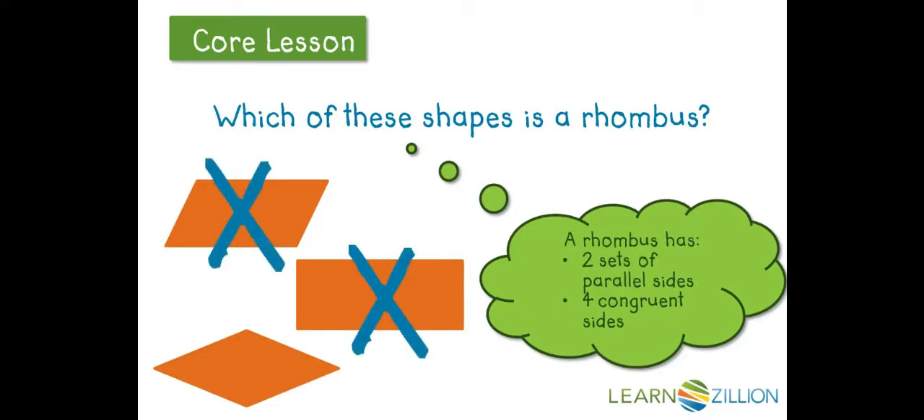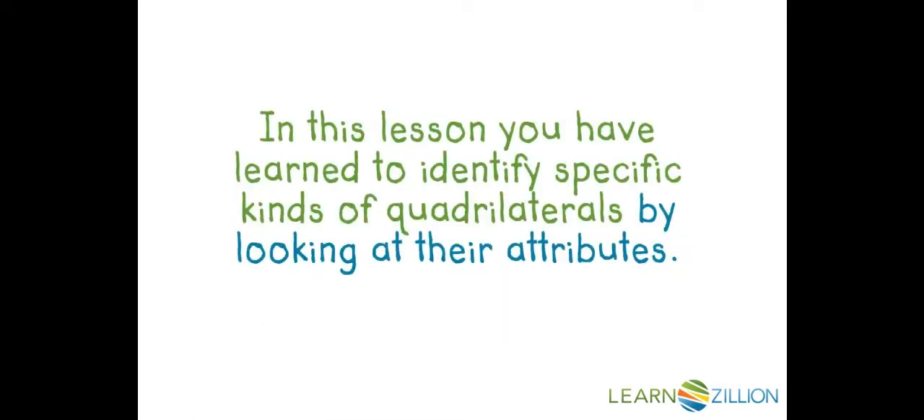The shape on the bottom might look like the sides are not congruent, but if I measure, I find that each side is exactly the same length. This shape meets the requirements of a rhombus, so I can call it a rhombus. In this lesson, you have learned to identify specific kinds of quadrilaterals by looking at their attributes.